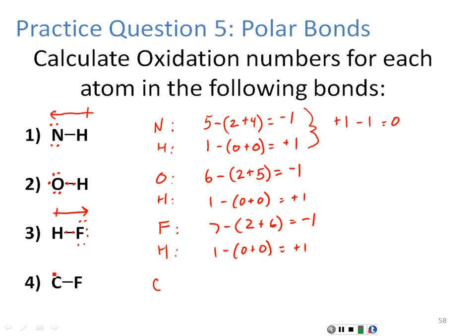Now finally, we'll look at the carbon-fluorine bond. So carbon normally has 4 valence electrons. It's going to get none of the shared pair, and it has 3 non-bonding electrons, so that equals a +1. And fluorine, again, we have 7 - 2 + 6, so that's going to be a -1.